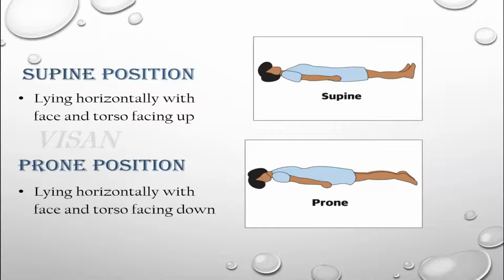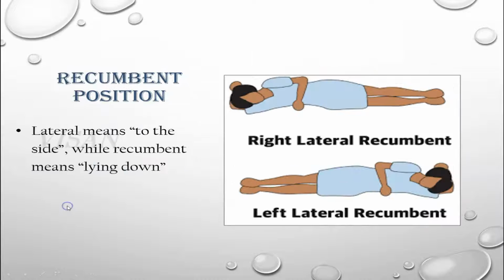Next is supine position. In this position, the patient will be lying horizontally with the face and the body facing upwards. The opposite of supine position is called as prone position. Here, the patient will be lying horizontally with the face and the body facing downwards.